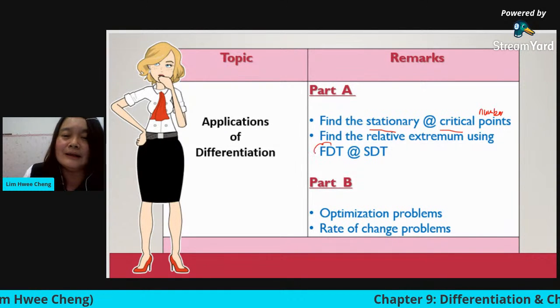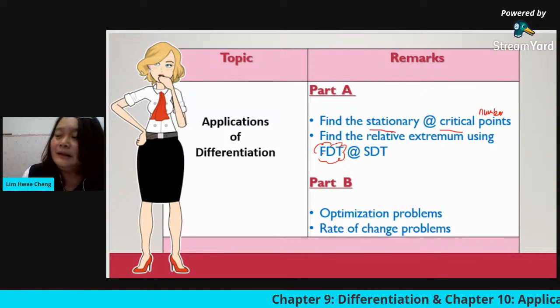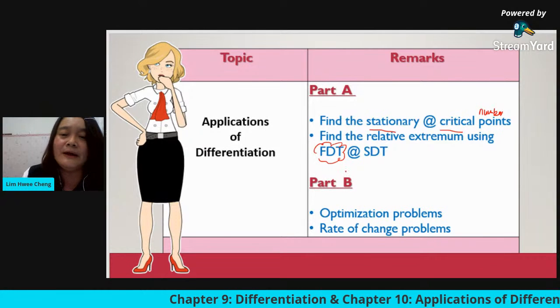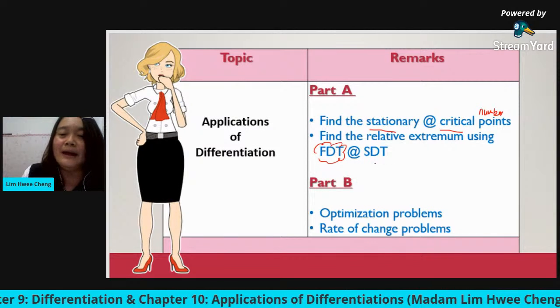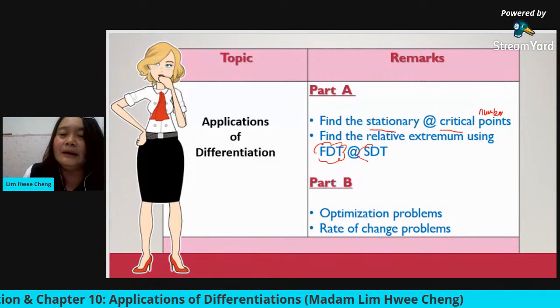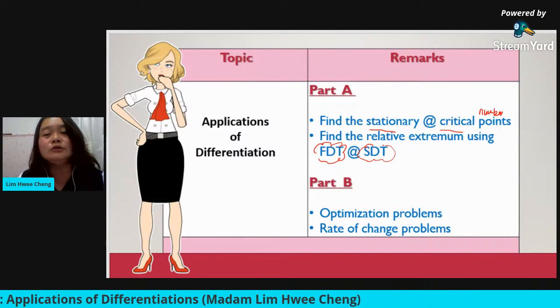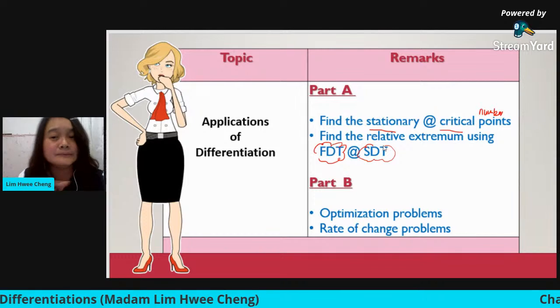What is the FDT, class? Do you still remember from the summary chapter, what is FDT? It is the first derivative test, and SDT is the second derivative test.